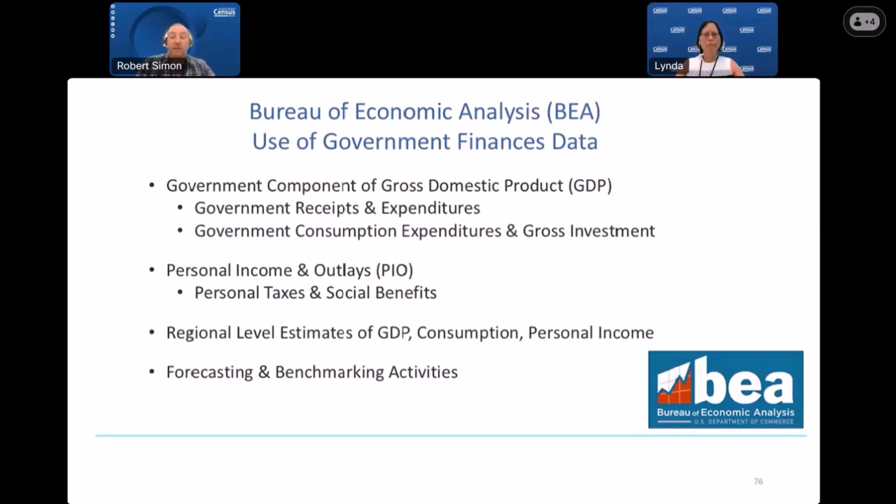Specifically, they help the Bureau of Economic Analysis create estimates for government receipts, government expenditures, government consumption expenditures, and government investment, all of which are components of GDP. These surveys also help the BEA create estimates for personal income and outlays, which is part of the BEA suite of national statistics. Further, the quarterly tax survey is used to create regional estimates of GDP and GDP by industry, along with other forecasting and benchmarking activities.